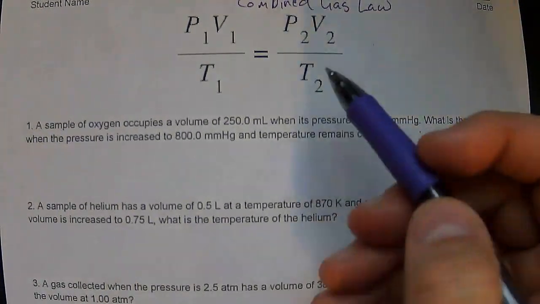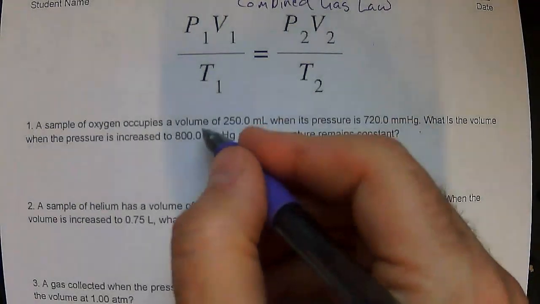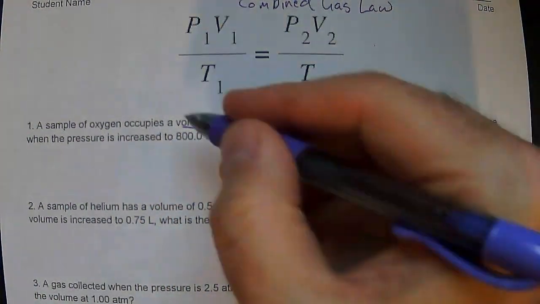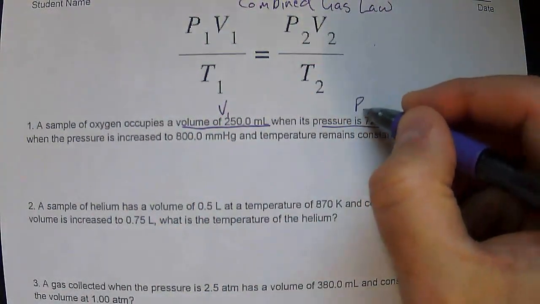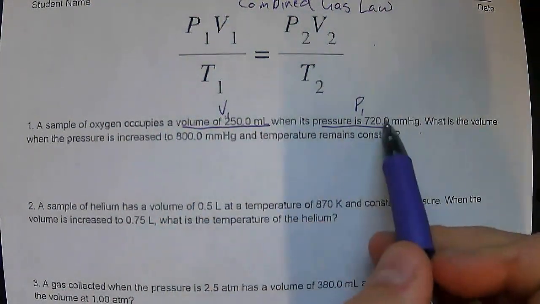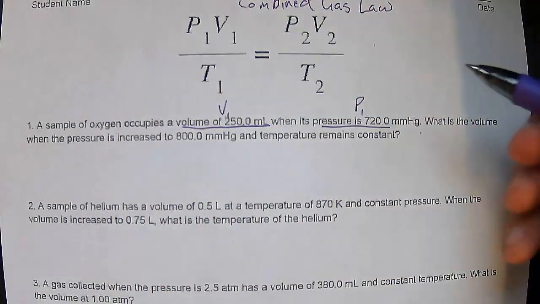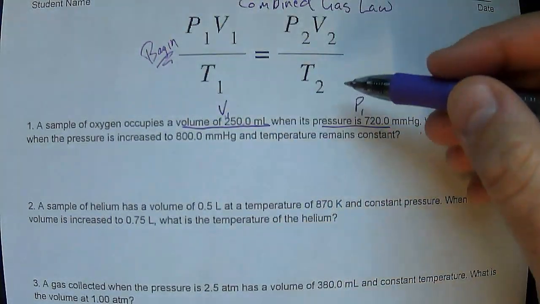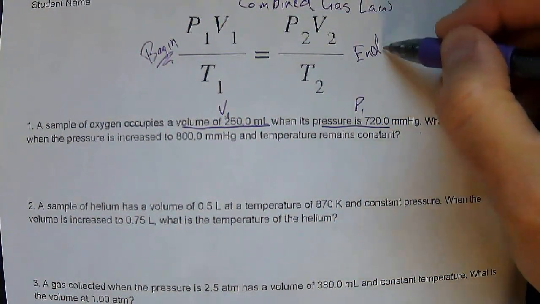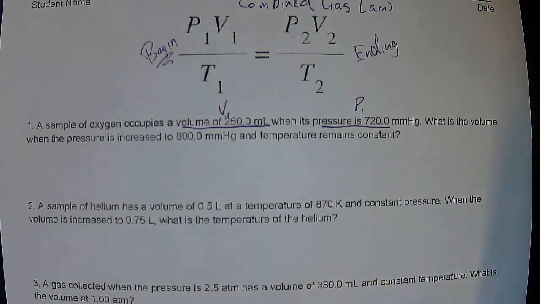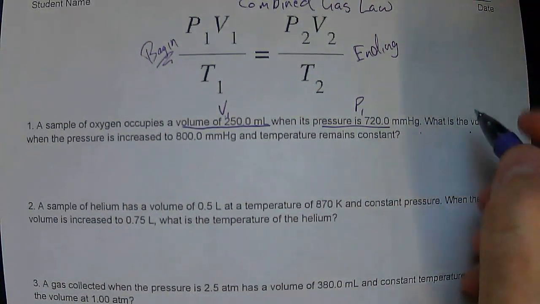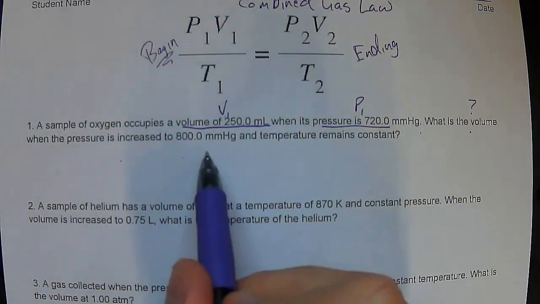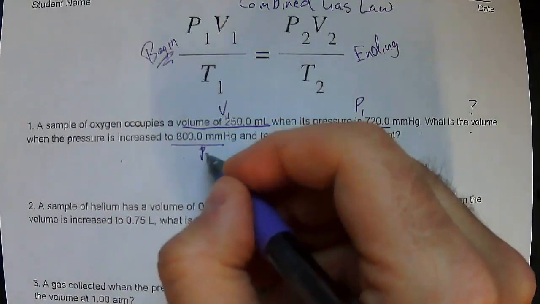It says a sample of oxygen occupies a volume of 250 milliliters and its pressure. So this is a volume and this is a pressure. I put a 1 here because this is what it is at the beginning. This is the beginning conditions, and this is the ending conditions. It asks, what is the new volume? That's what we're trying to find when the pressure is increased to 800. So this is going to be P2.